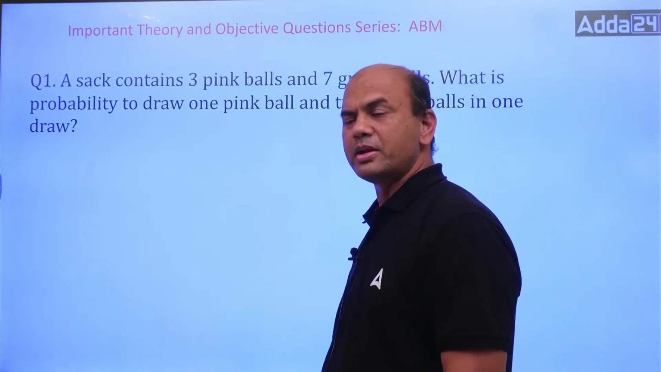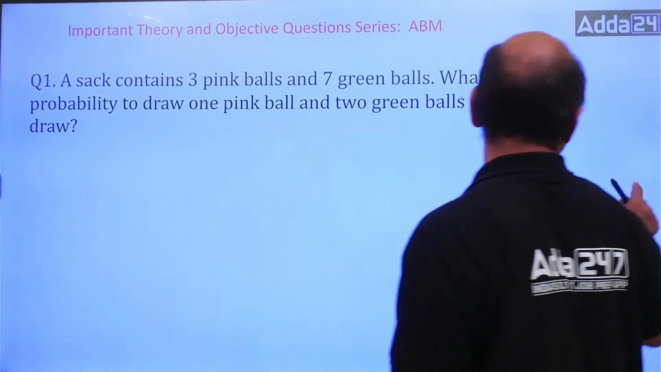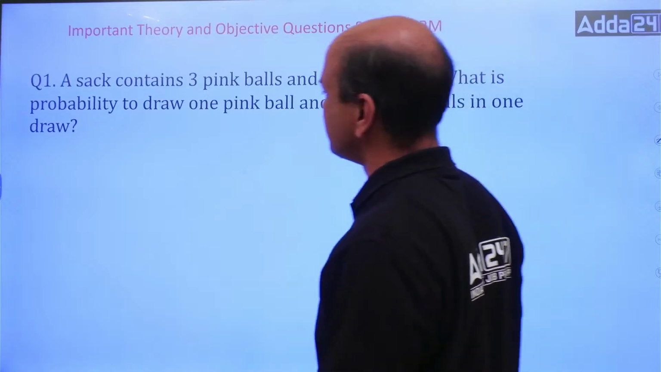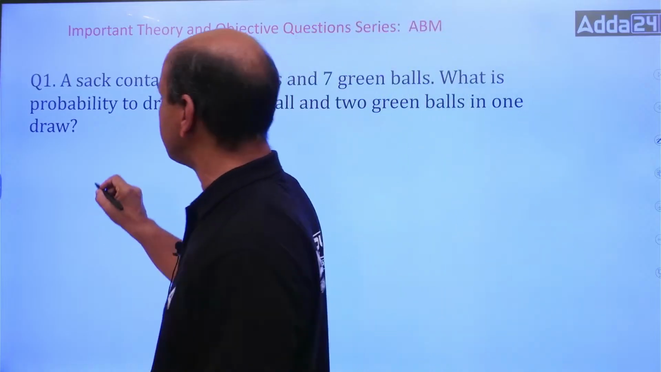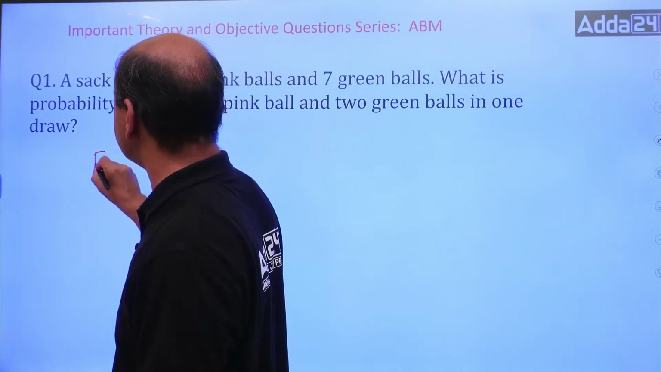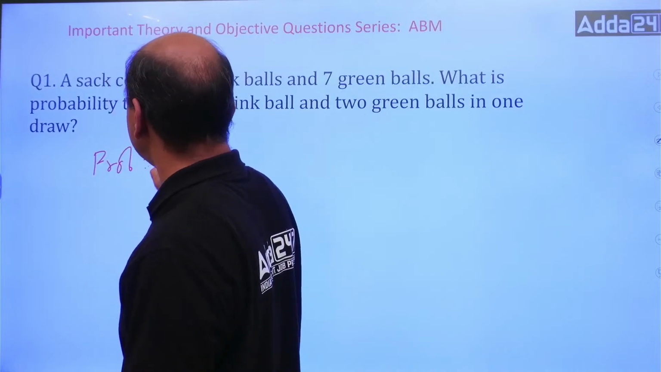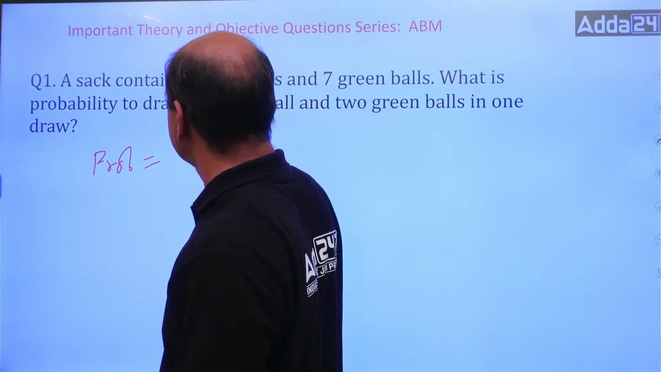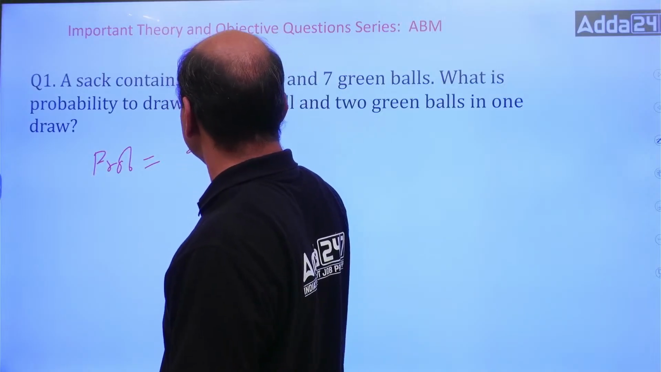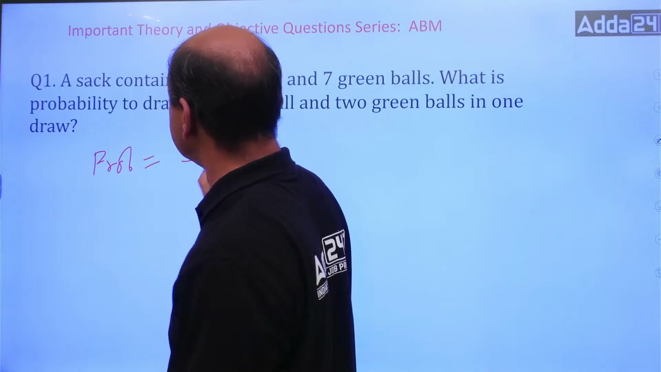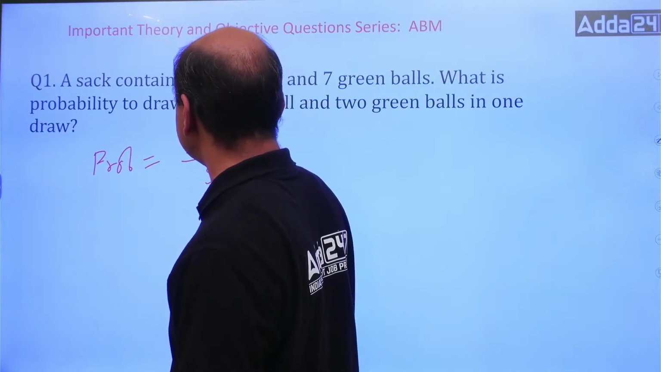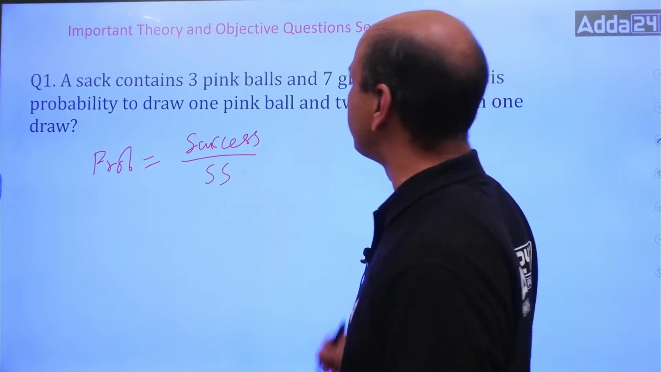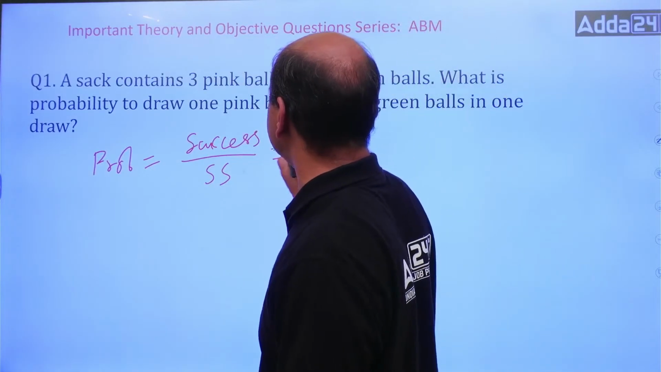For solving the probability problem, first you have to look at the formula. The formula for probability is: probability equals success divided by your sample space. Success upon sample space, or in more simple language, required.